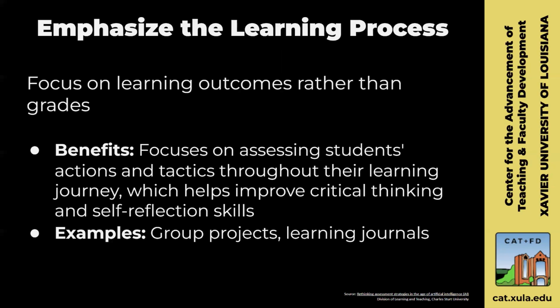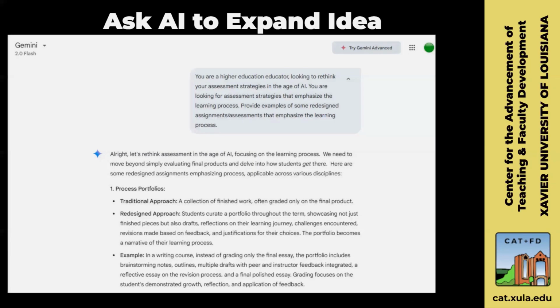And so with this, I asked AI to actually expand on this particular idea. And so you can see I use Gemini, and this is the actual prompt that I use, saying you're a higher education educator looking to rethink your assessment strategies in the age of AI. You're looking for assessment strategies that emphasize the learning process. Provide examples of some redesigned assignments or assessments that emphasize the learning process. And AI provided this as an answer to my prompt.